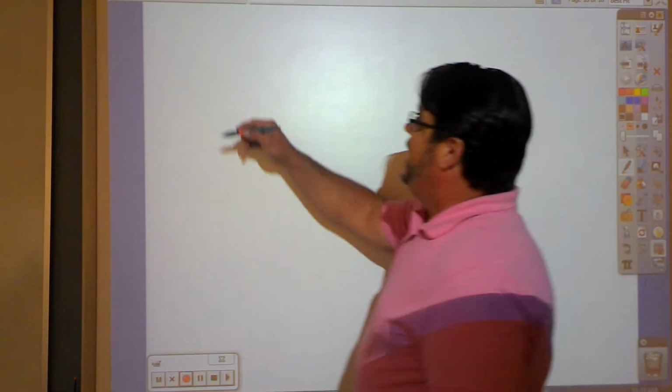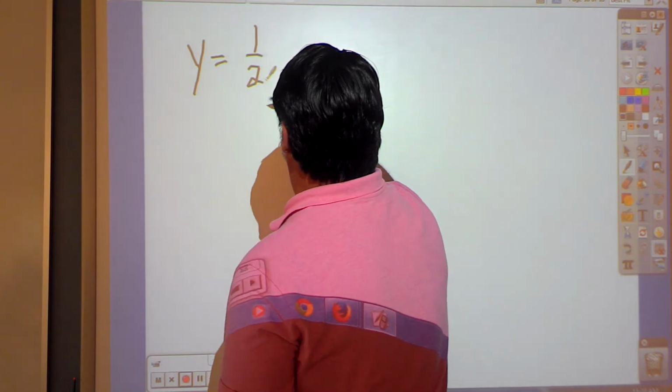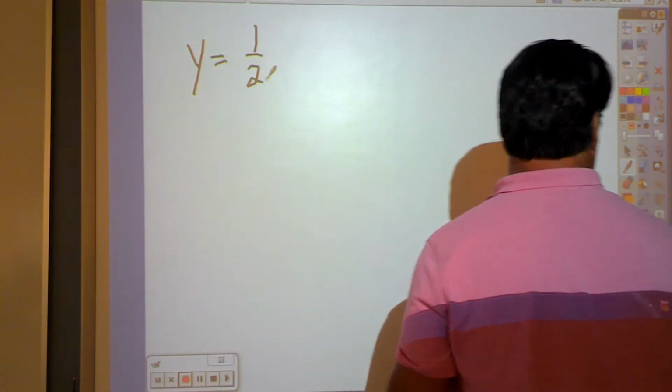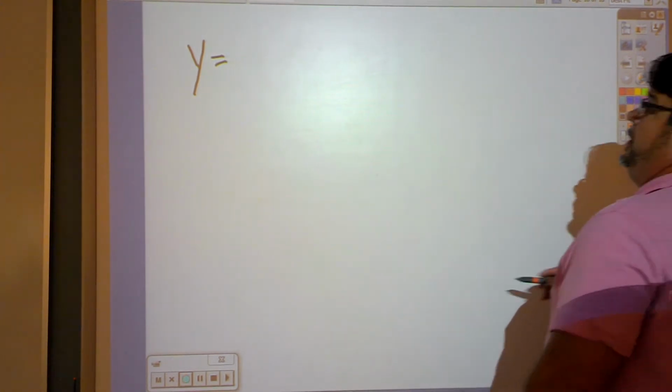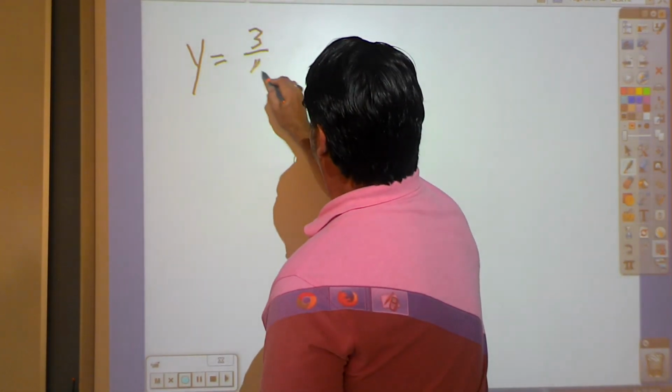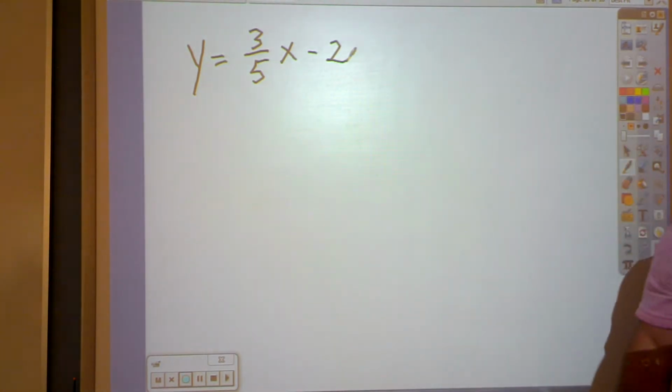So y is equal to 1/2. Oh, let's do something different. Let's do y equals 3/5 x minus 2. All right, y'all do that one.